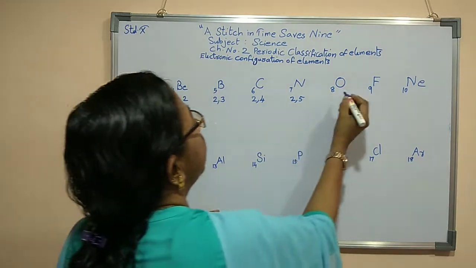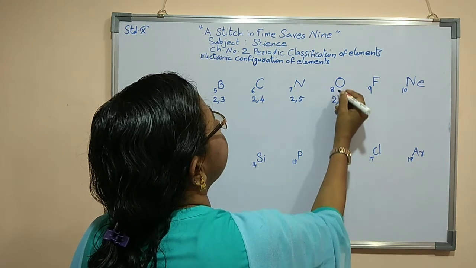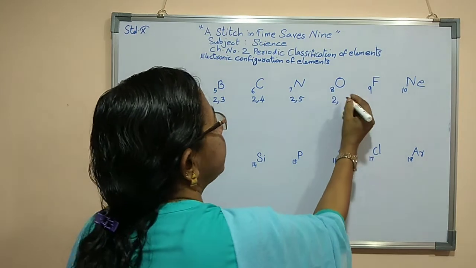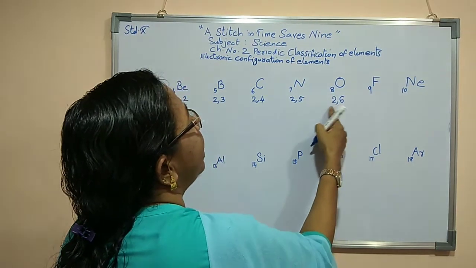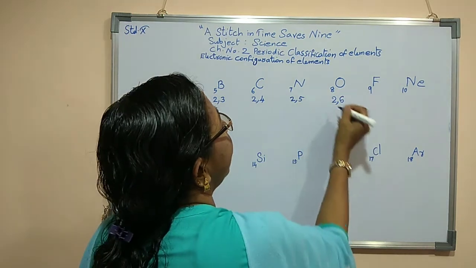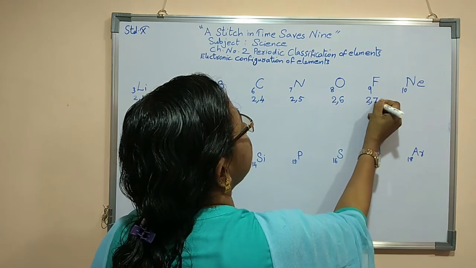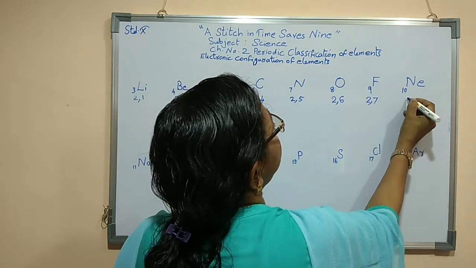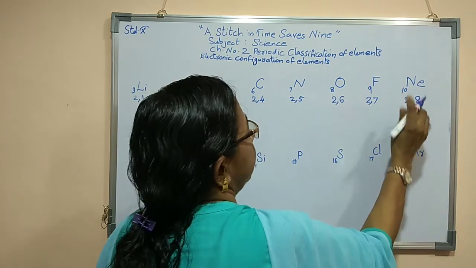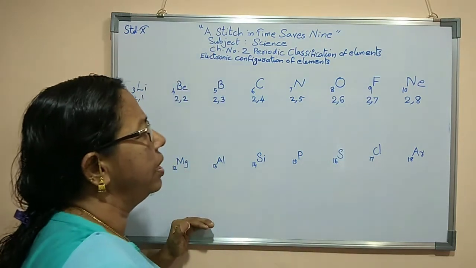Let us see now. Here in case of oxygen, electronic configuration 2, 6. When we add these two, it should be equal to the atomic number, that is 8. Now fluorine atomic number 9, then electronic configuration 2, 7. Neon electronic configuration 2, 8. 2 plus 8 is 10, so that is equal to the atomic number of neon.